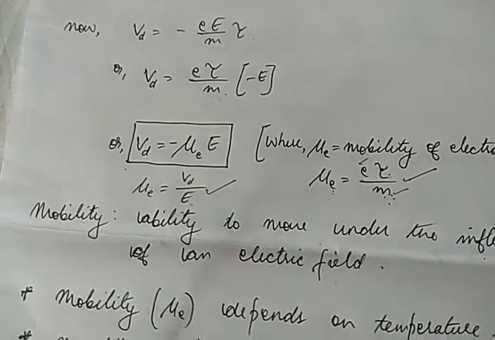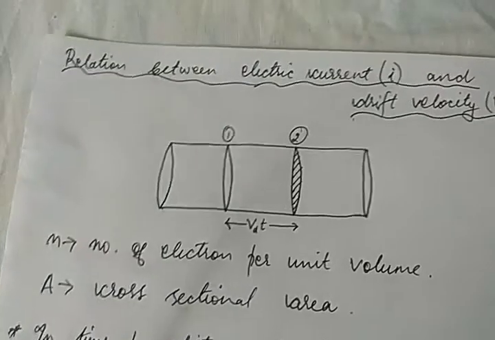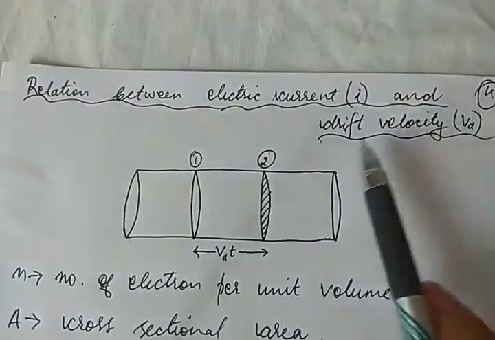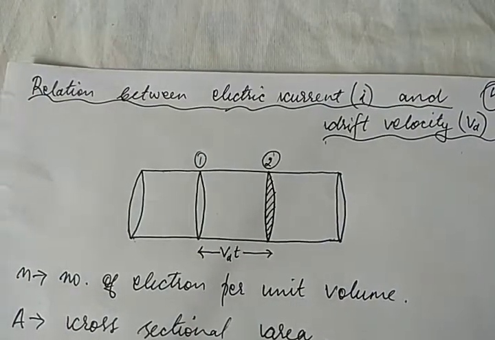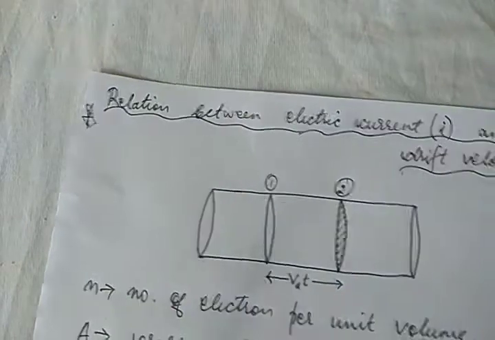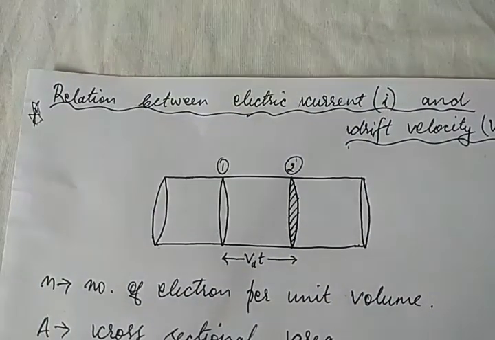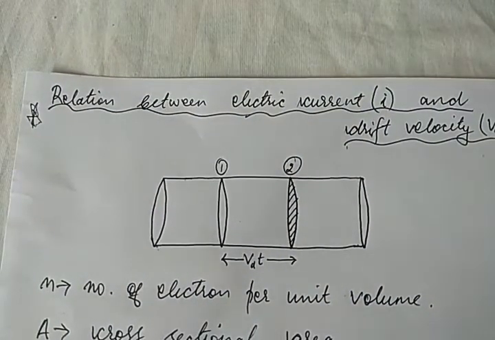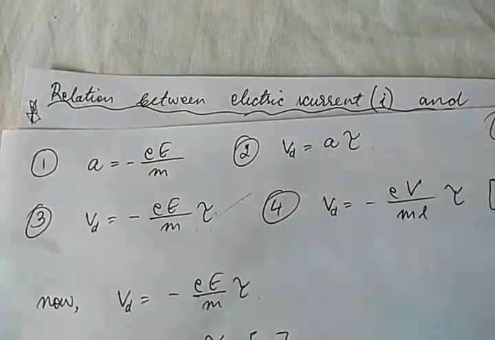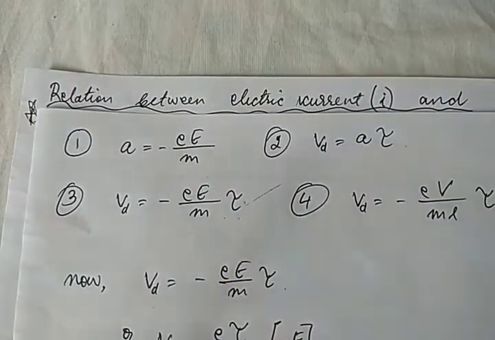All right, so the other thing that I want to discuss in this video is the relation between electric current I and the drift velocity Vd. Okay, now this is something very, very important for you all. This derivation might come. In the previous video, we've done the derivation for drift velocity. I don't think you'll get a question to derive these different expressions for drift velocity.